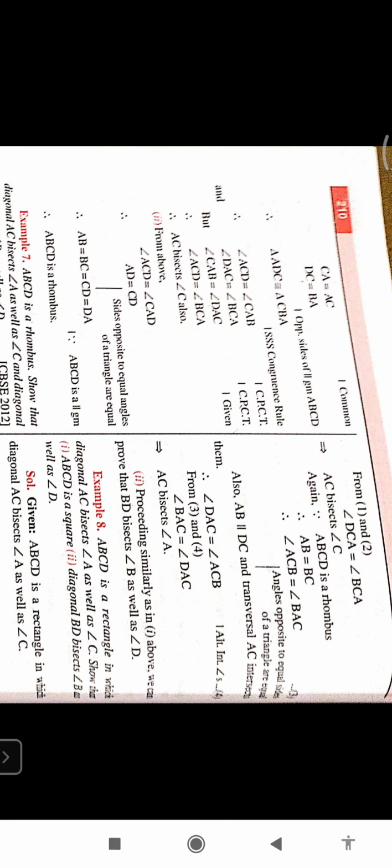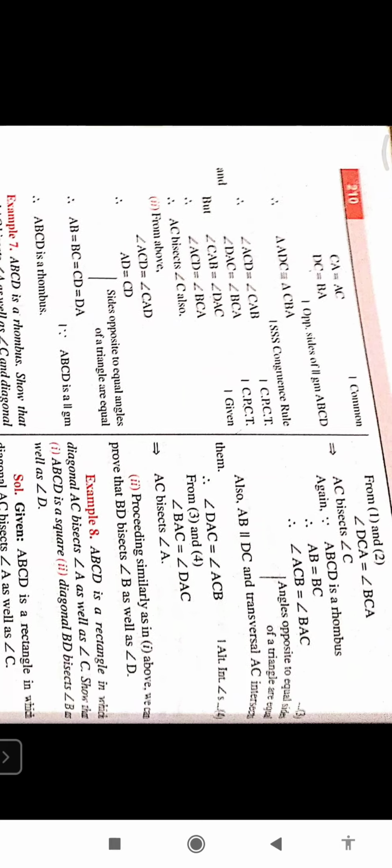And AC equal to AC. AC and CA, both are equal, and it is common. DC equal to AB, opposite sides of parallelogram ABCD. Therefore, triangle ADC is congruent to triangle CBA. In place of CBA, we can write ABC. Both the triangles are congruent. Which rule? SSS, the side side side congruence rule.